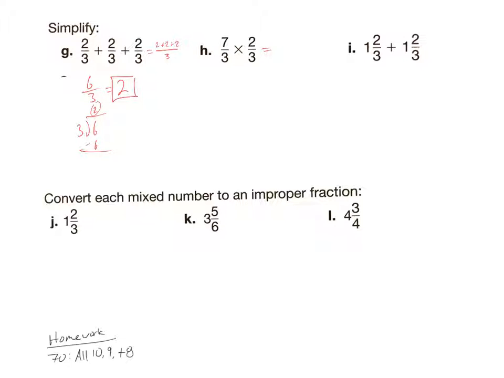Alright, remember on this one we will multiply. So 7 times 2 is 14. On the bottom we have 3 times 3, which gives me 9. Then we want to simplify down. 14 divided by 9 goes in that 1 time. Get 9, remainder of 5, so this is going to be 1 5/9.